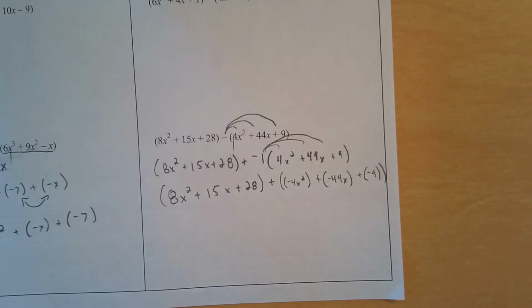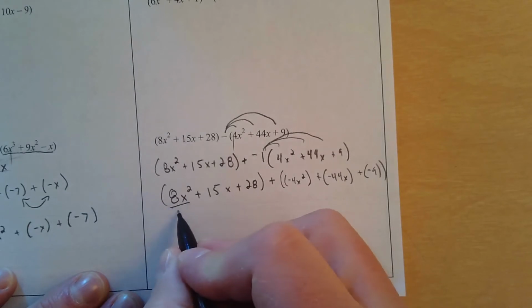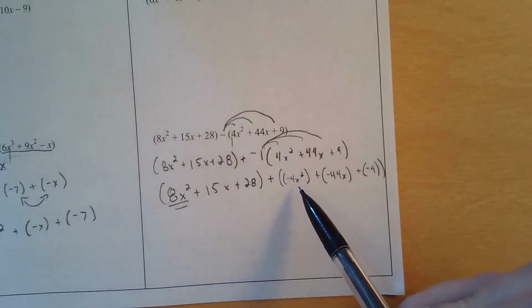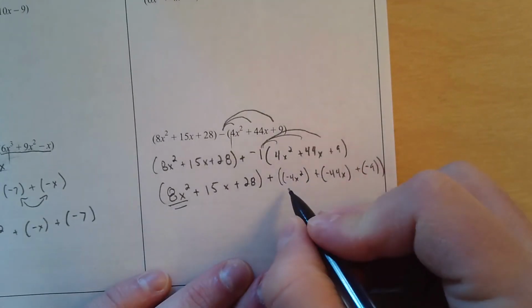So now I suppose I could still align everything vertically and add it, or I could create my symbols and combine like terms. I think I'm going to do it that way this time. So I am going to start with my x squared. I'm going to see if there are any other x squareds out there. It looks like there's one in my other trinomial.